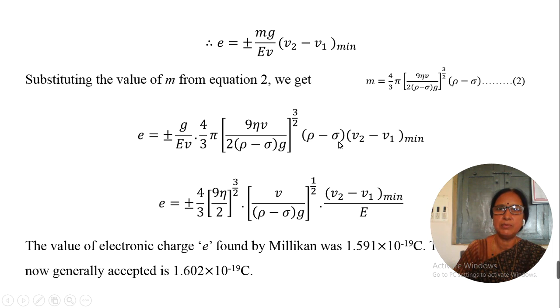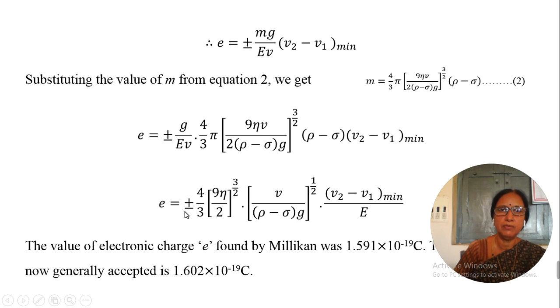Similarly, the rho minus sigma quantity exists on both sides here: rho minus sigma to the power 1 and rho minus sigma to the power 3 by 2. As it is in the denominator, 1 minus 3 by 2 is again minus 1 by 2. Therefore, it is retained in the denominator under root here. And 9 eta by 2 has a power 3 by 2, so it is separately indicated under 3 by 2. The rest of the things are retained as they are. So this will be the final expression for the charge of the electron.